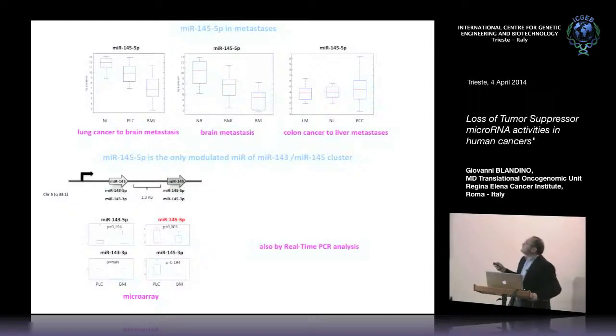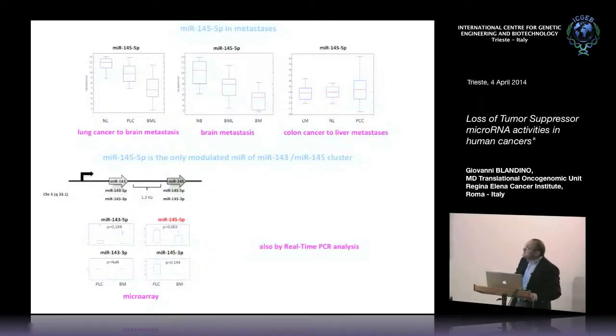Then, of course, we checked whether this occurs in all metastases or just in brain metastasis. At least it does not occur in this subset of liver metastases, where we could analyze a subset of matched colon cancer and liver metastasis. We did not get any difference in 145. Again, it's indirect evidence suggesting that maybe it's an event that does not occur in all types of metastasis.